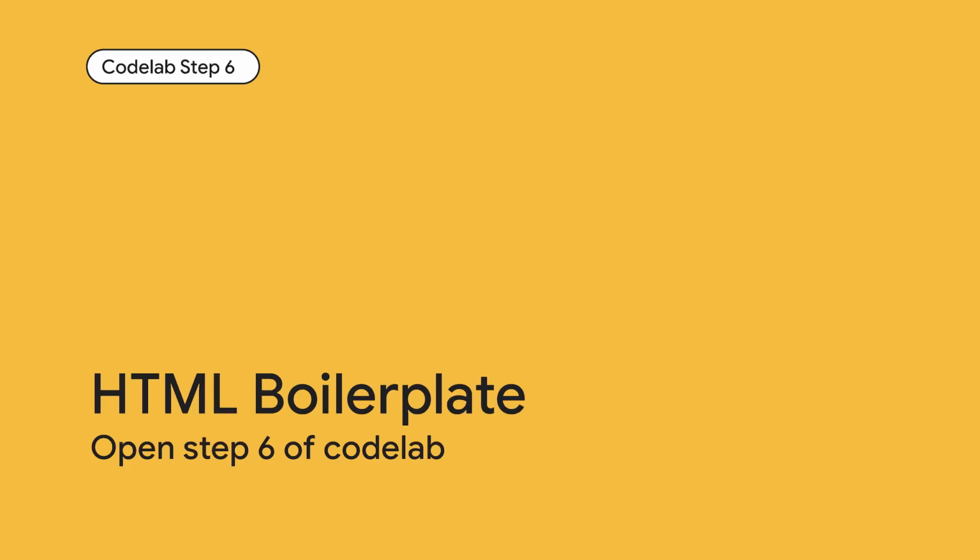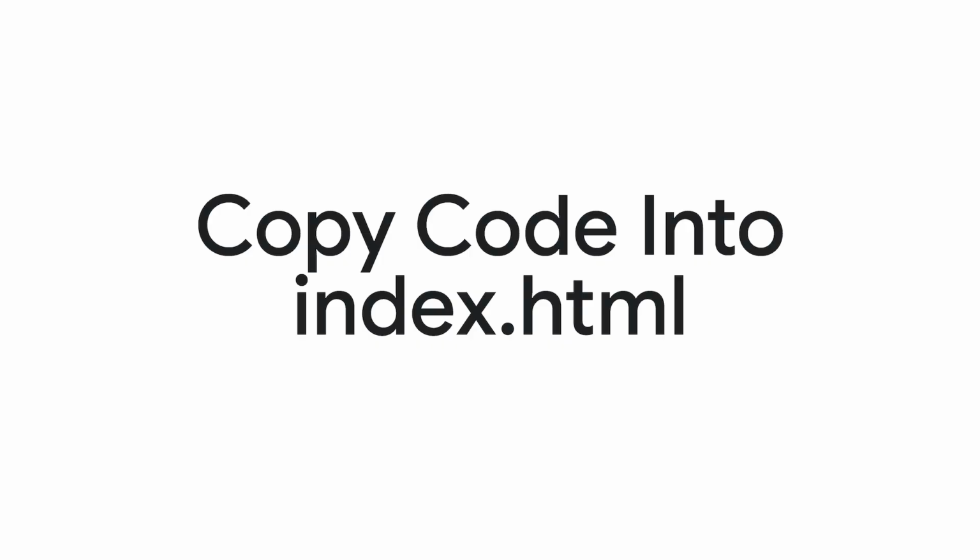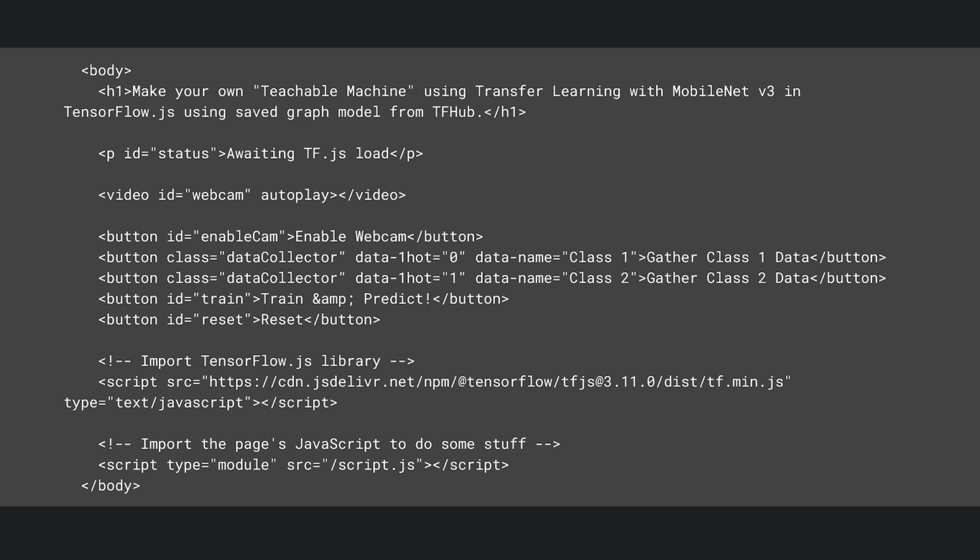Now head on to step 6 of the Code Lab. In this section, you'll be replacing code in index.html. Go ahead and open that up and then replace the contents with the code on the following slides. The only part of index.html that you'll need to update is the content contained within the body tags as shown. Let's walk through the code.